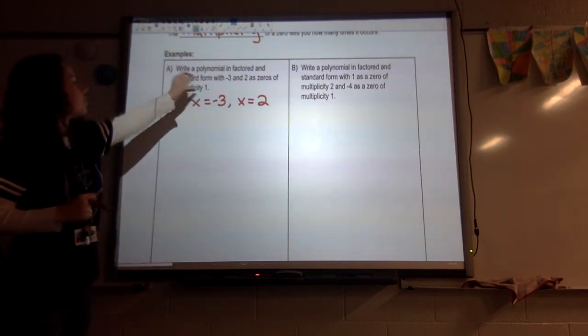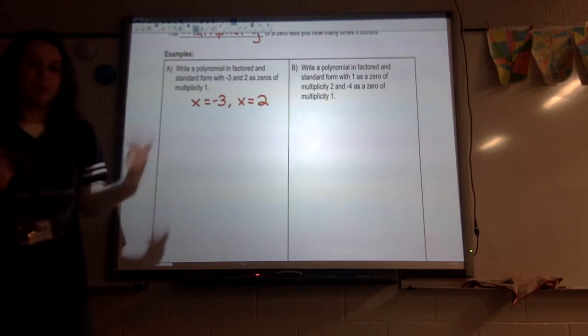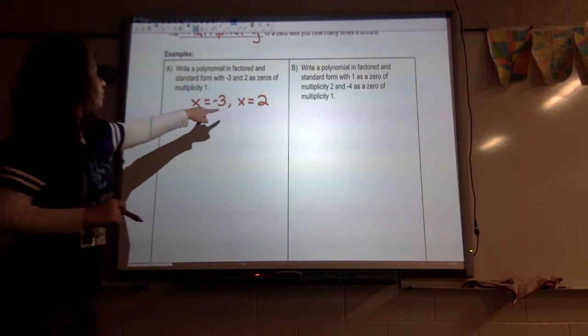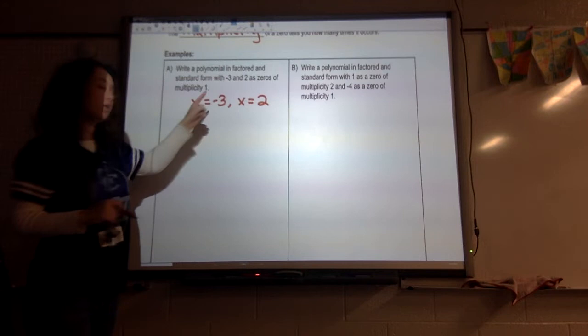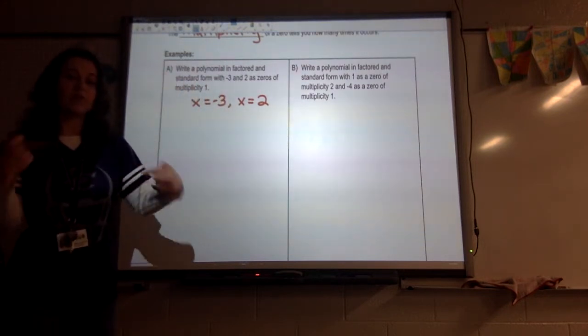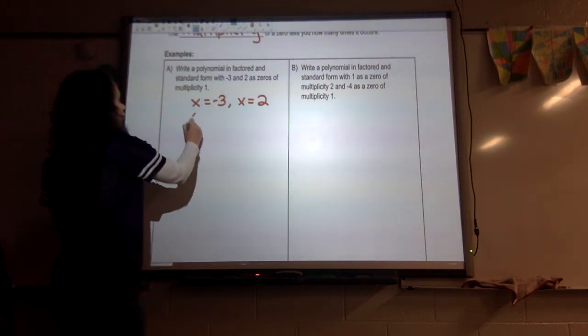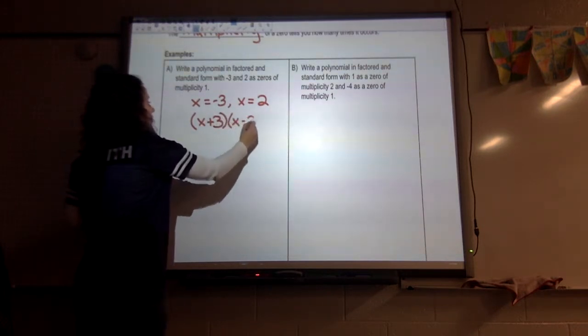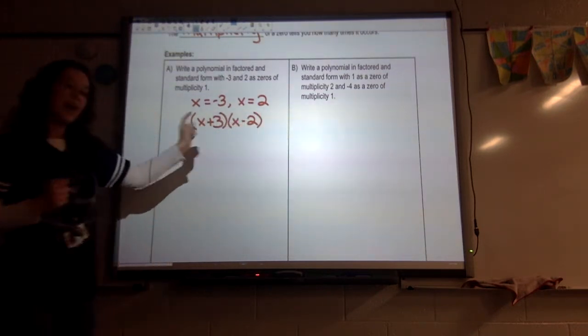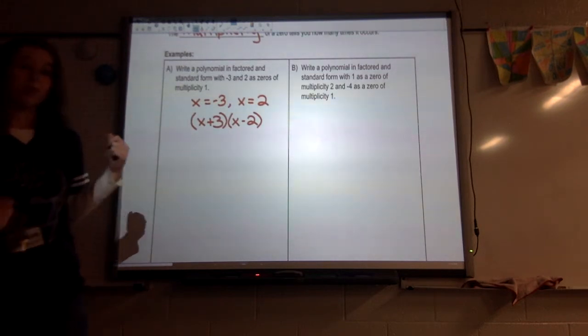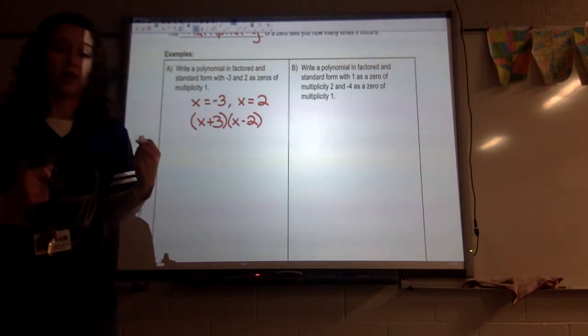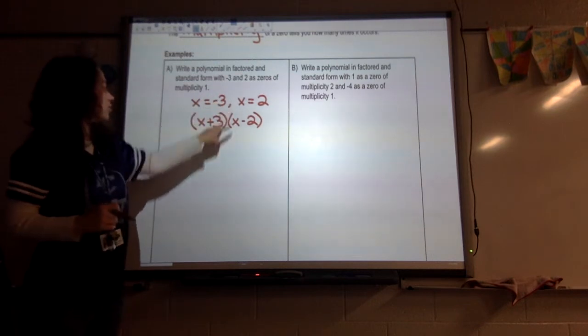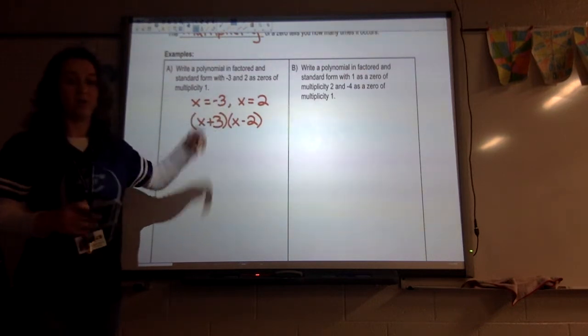So then, here's what they actually ask me for. They say write it in factored form. Well, if my solutions were negative 3 and 2, think about what your factors would have been. Your factors would have been x plus 3 and x minus 2. That right there is factored form. If it asks you for factored form, you're done. You say, okay, if these were my solutions, what were my factors? They had opposite signs.